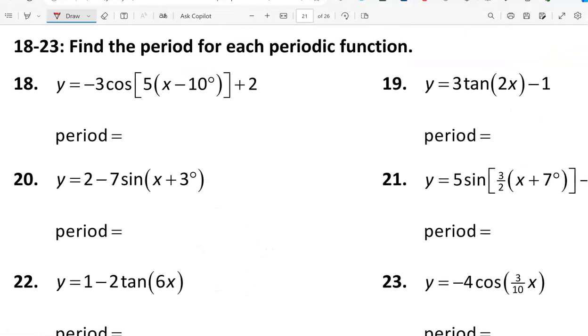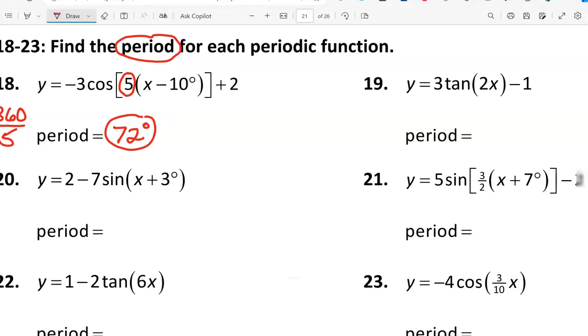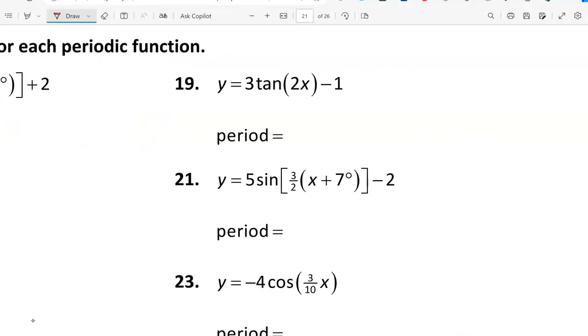For 18 through 23, we're going to find the period of each periodic function. Now, period applies to sine, cosine, and tangent, and the period is 360 degrees divided by the value b, which is the coefficient of x in the cosine function, and that's for cosine and sine only. 360 divided by 5 is 72 degrees. For number 19, this is a tangent function. The period of the parent function is 180, so 180 divided by b gives us a period of 90 degrees here.